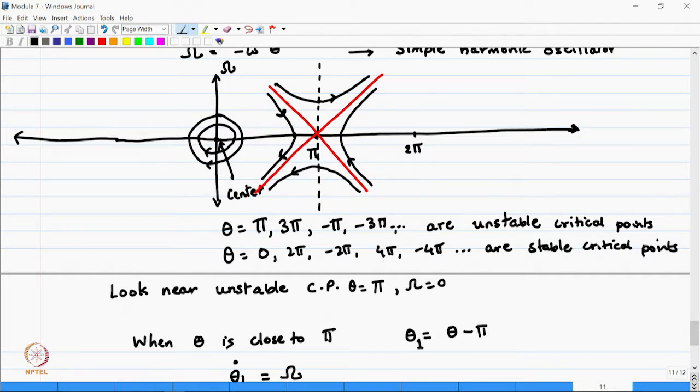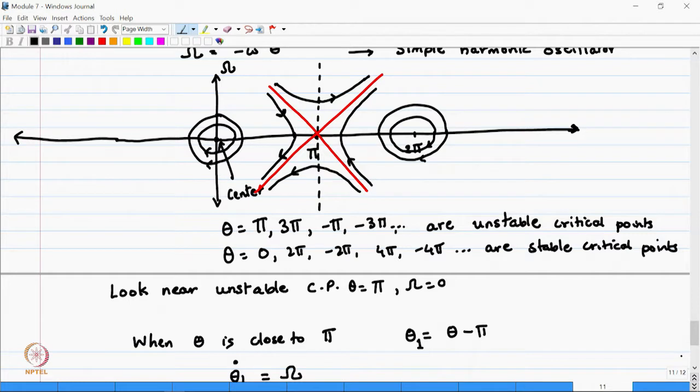We have a picture of what the trajectories look like around the unstable critical point, and this will be true for theta equal to 3 pi. Now, theta equal to 2 pi is a stable critical point. So, around this the trajectories will again look like ellipses.